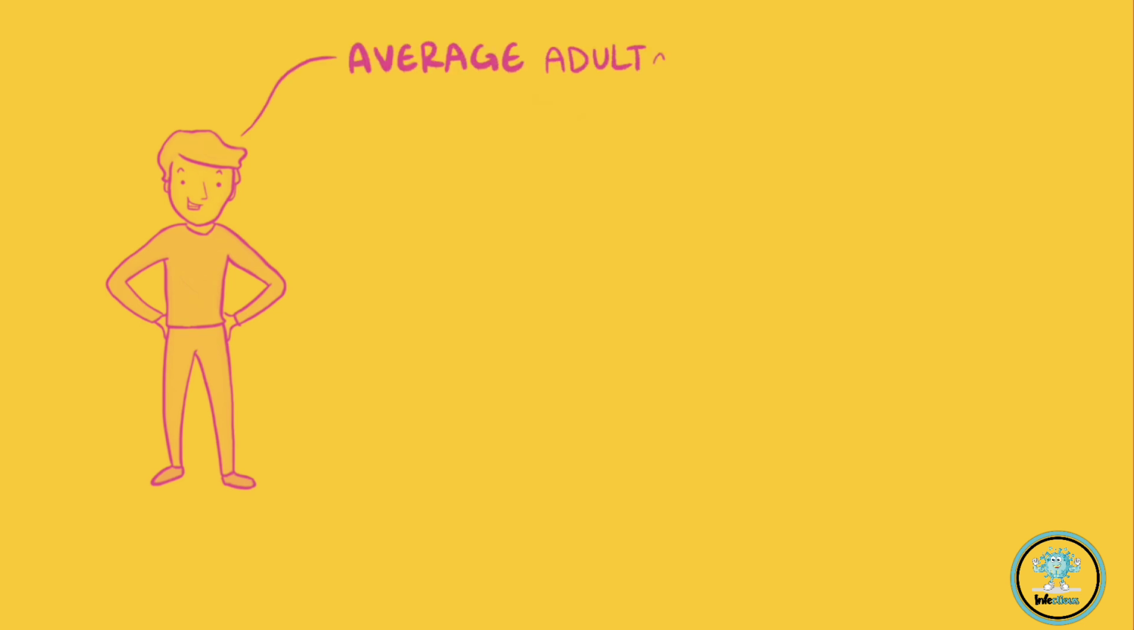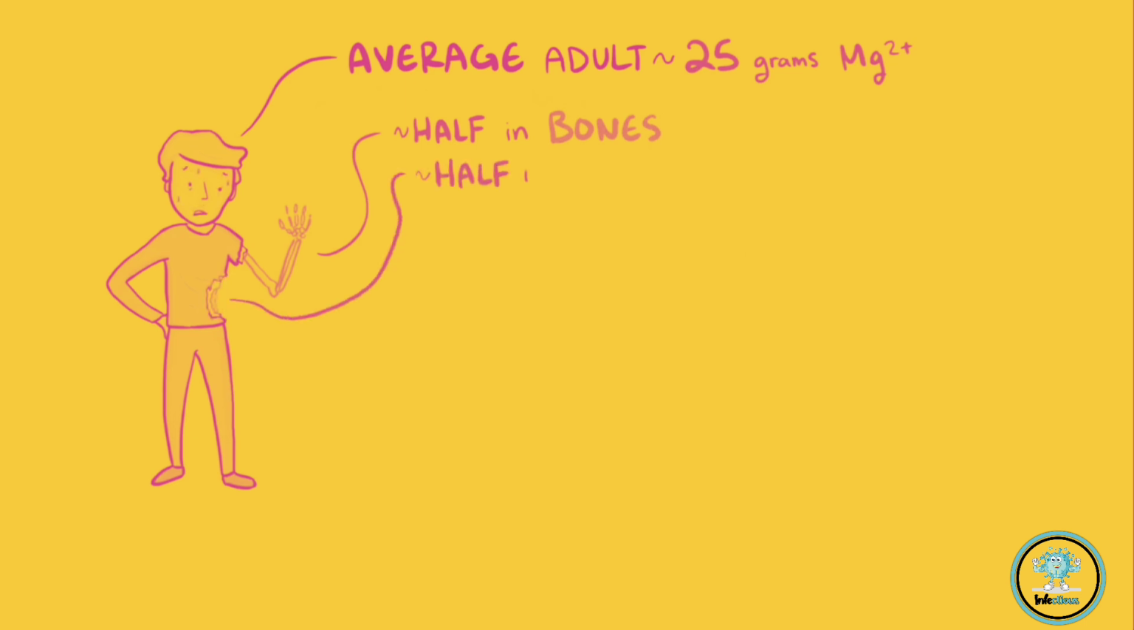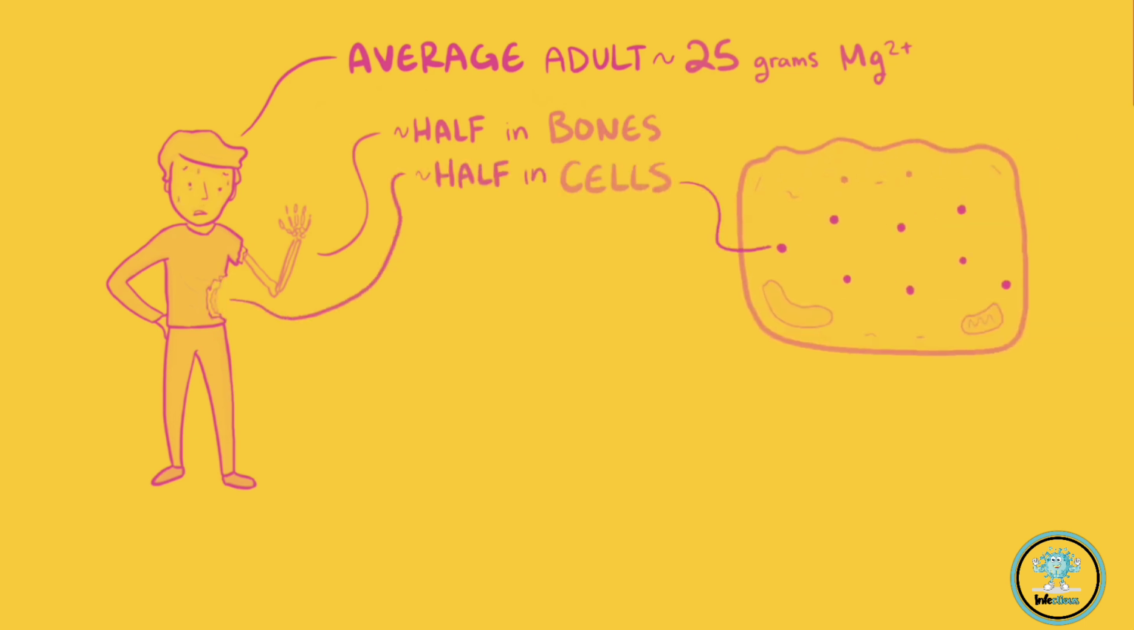An average adult has about 25 grams of magnesium in their body. About half is stored in the bones, and most of the other half is found within cells. In fact, magnesium is a really common positively charged ion found within the cell, second only to potassium.